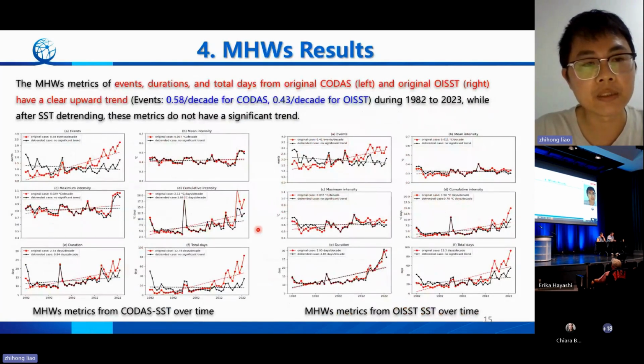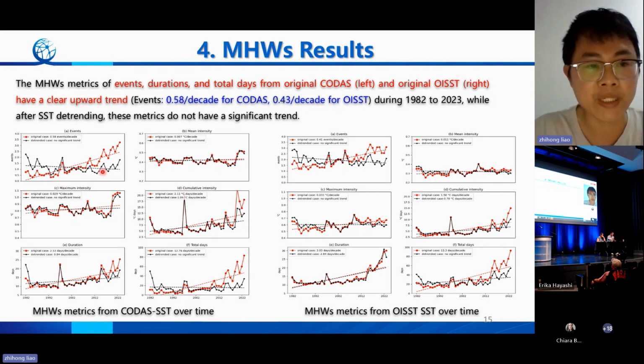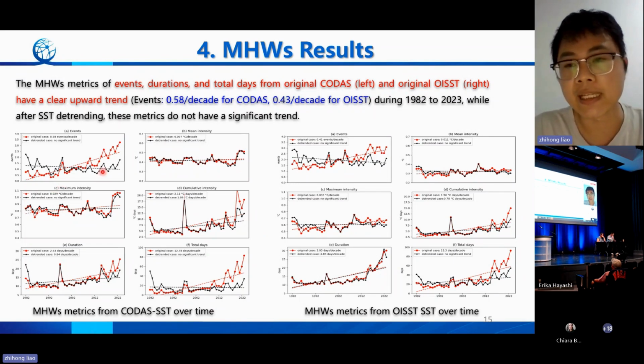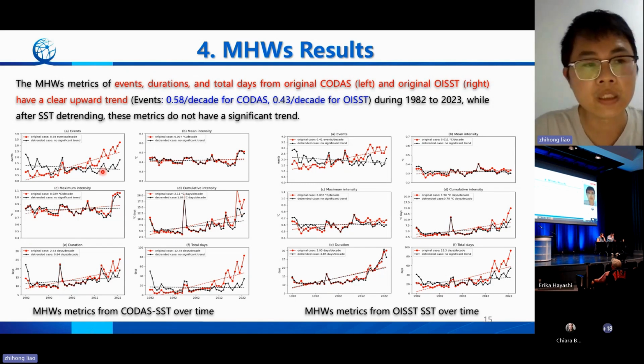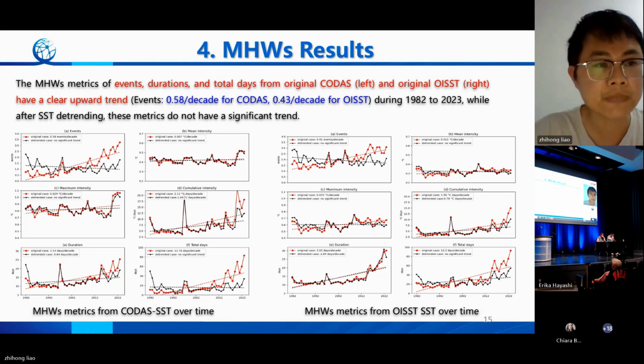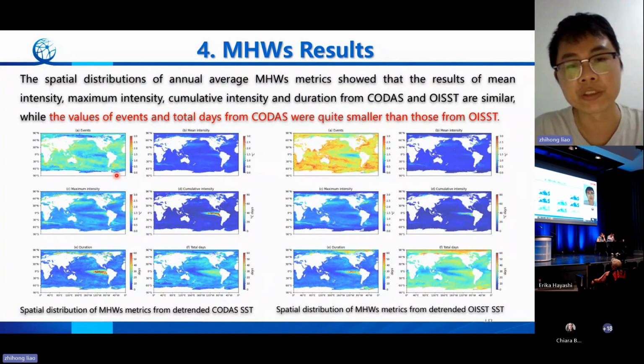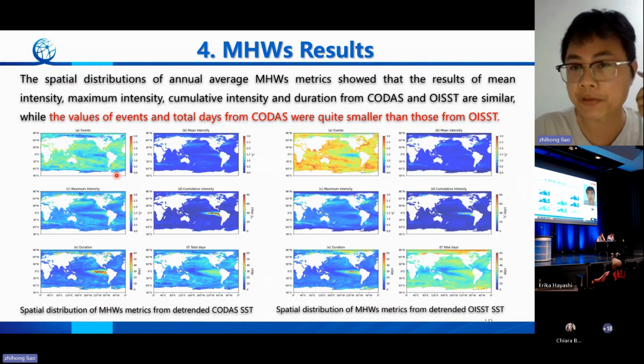The marine heat wave matrix of events, durations and total days from the original CODAS and the original OST have upward trends during 1982 to 2023. Well, after detrending, these metrics do not have significant trends.